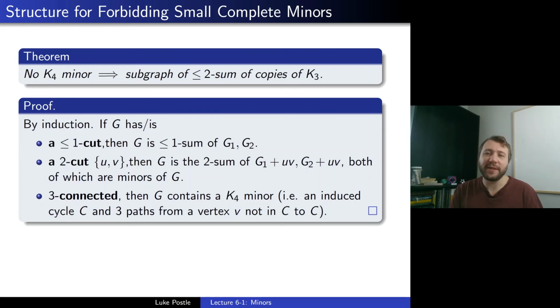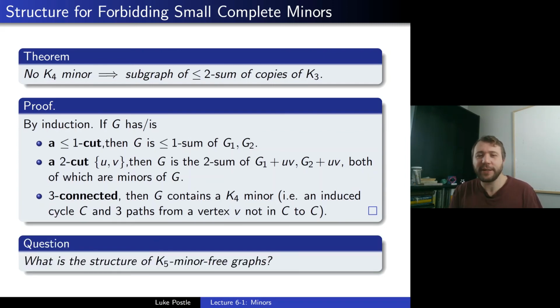So K4 minors have this very nice structure, right? They're a nice class of graphs in themselves, and we'll revisit them in the next class actually. But then what? So, we've proved this nice theorem. For example, a nice corollary is they always have a vertex of degree at most 2. But what is the structure of K5 minor free graphs?